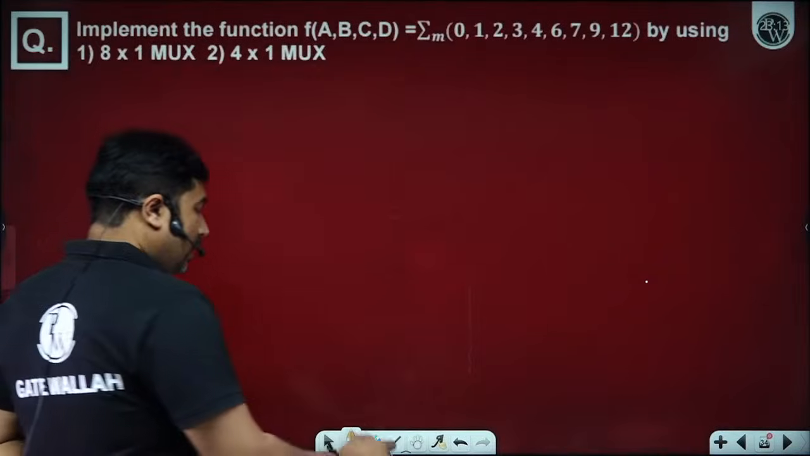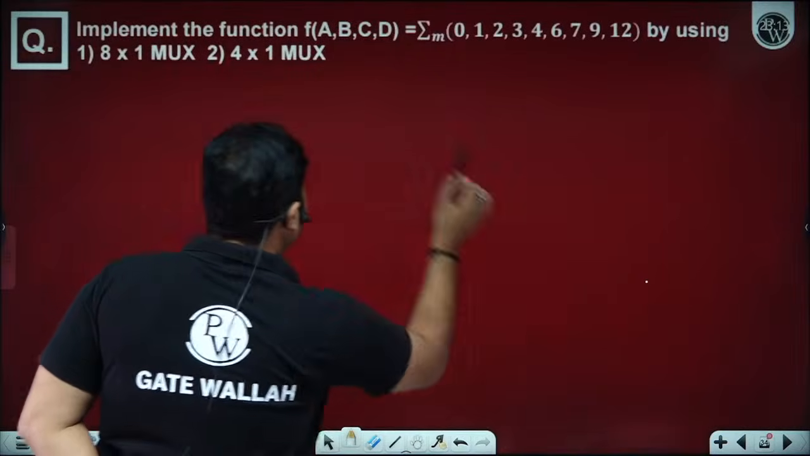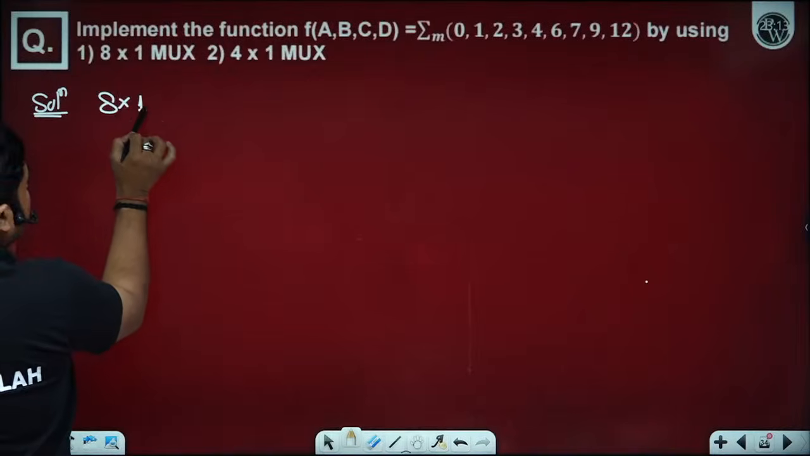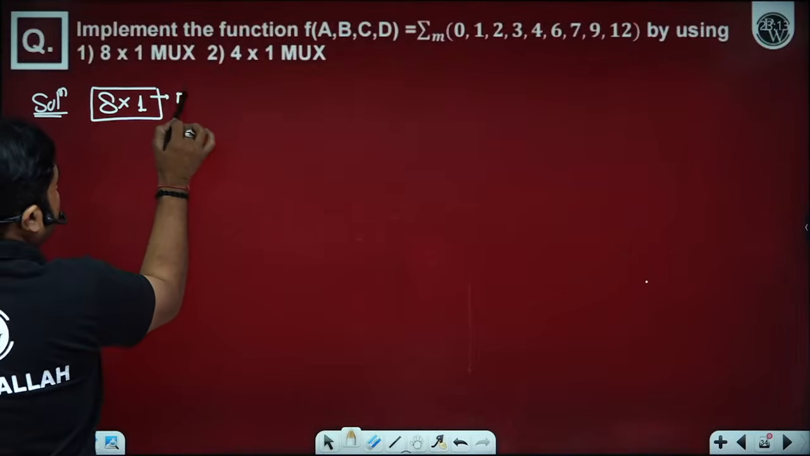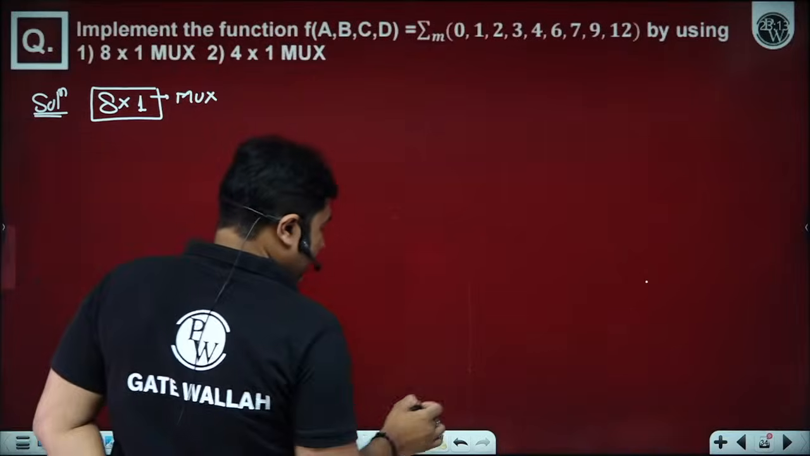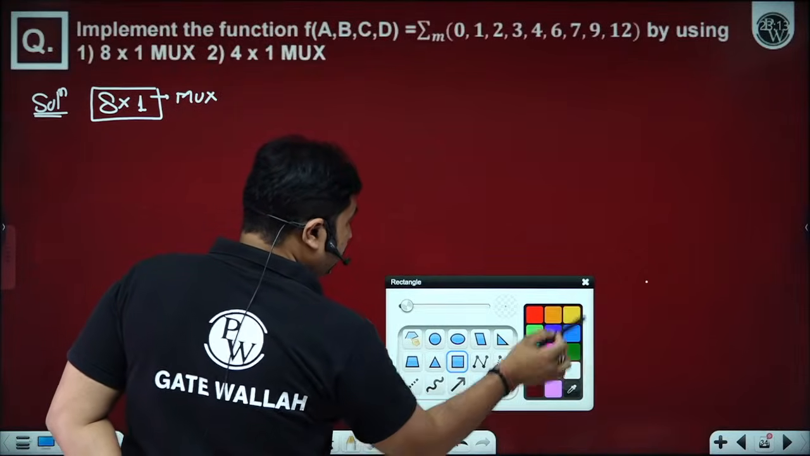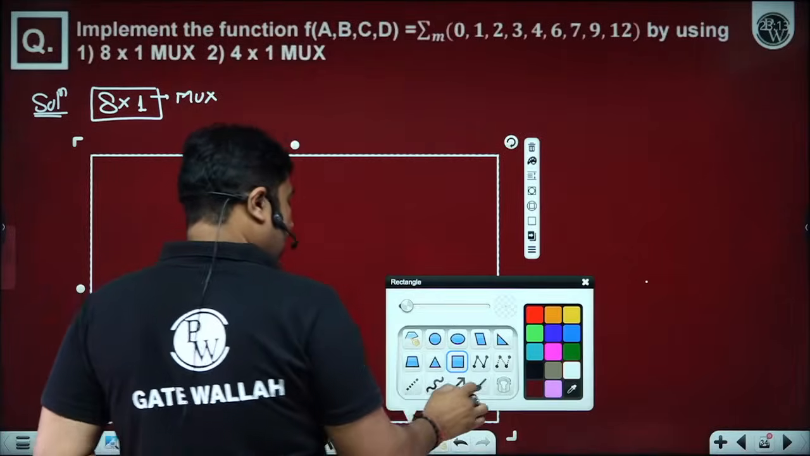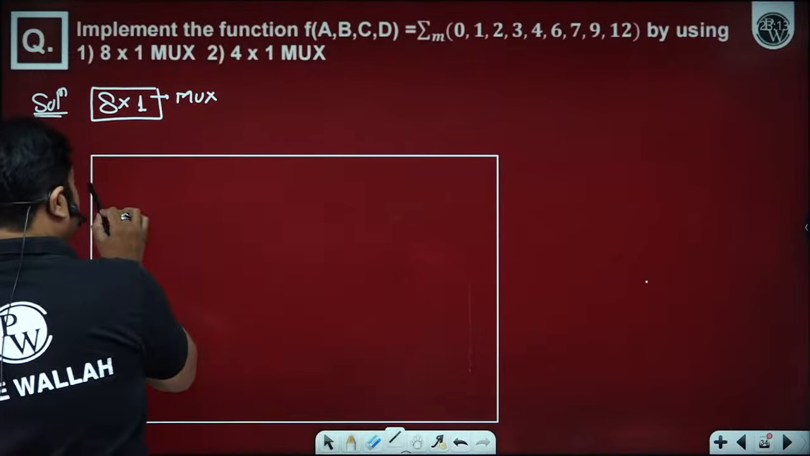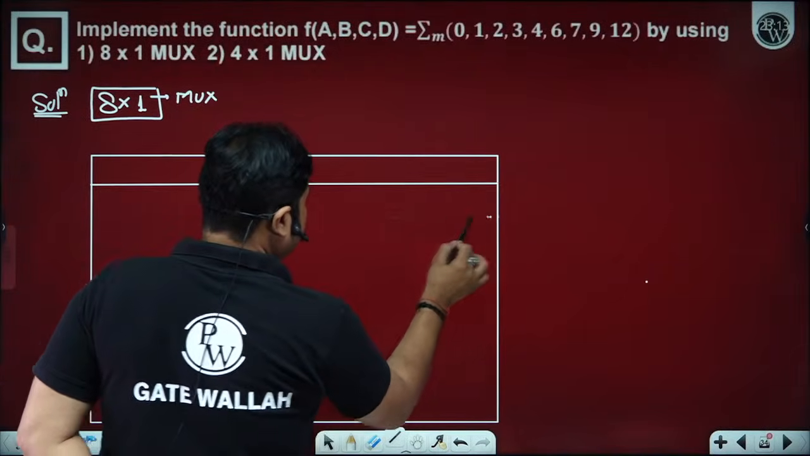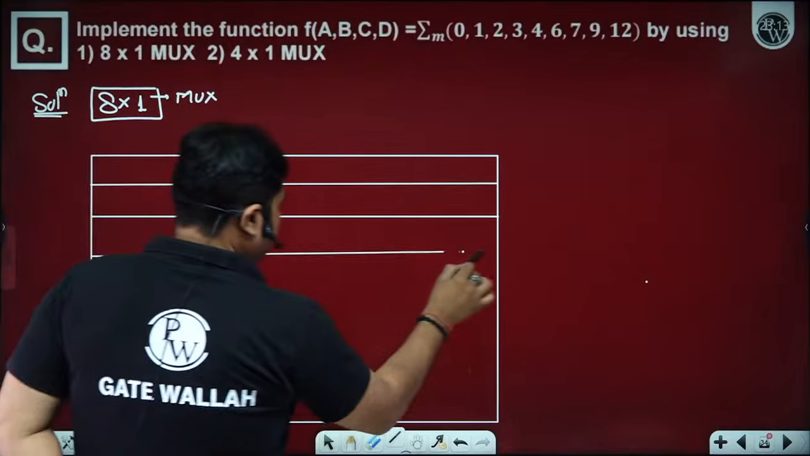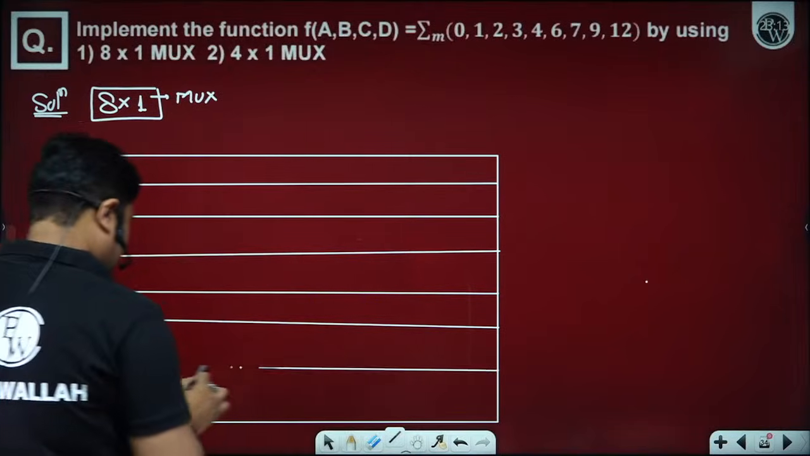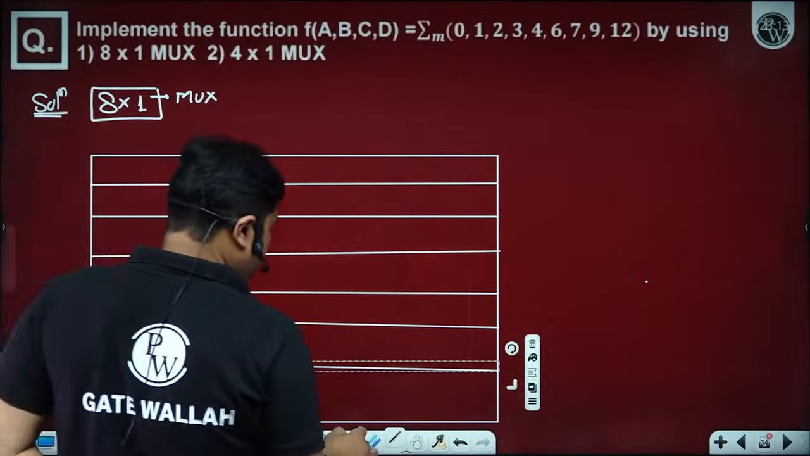Okay. So how to implement by using 8 cross 1? Please observe, very important. How to implement by using 8 cross 1 mux? If we have to implement by using 8 cross 1 mux, then what are the different possibilities we have? We can choose BCD, ABC, ABD or ACD. There are multiple options possible.